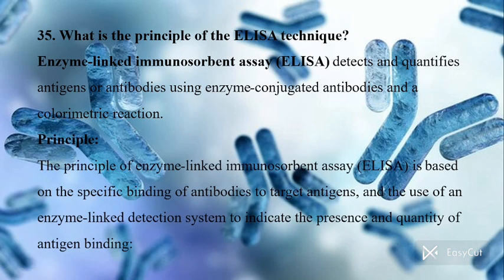So let's move on to the principle of ELISA, which is based on the specific binding of antibodies or antigens to their target antigens. This is followed by the enzyme-linked antibodies, which are conjugated with an enzyme, and we then add the substrate and quantify the antigen binding by quantifying the colors.